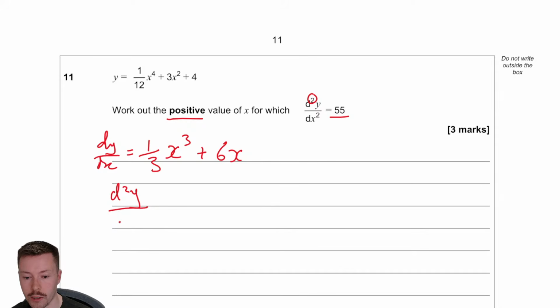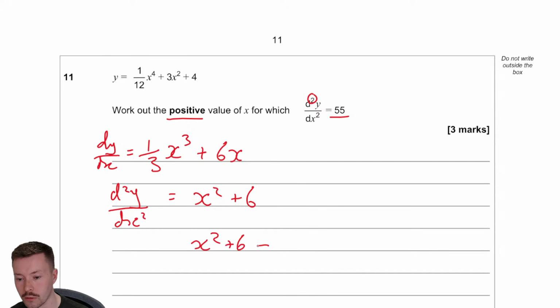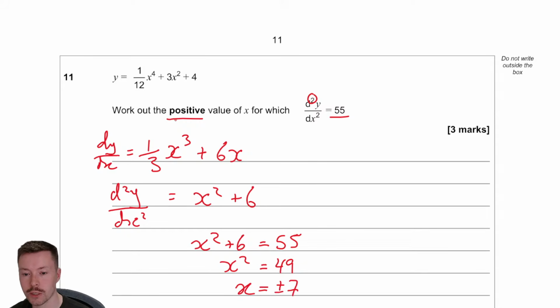d squared y over dx squared gives us 3 times a third, which is 1, x squared plus 6. So we've got x squared plus 6 equal to 55. Take away the 6, x squared is equal to 49. Square root, we get x is plus or minus 7, but like we said, we want the positive value, so x is 7.